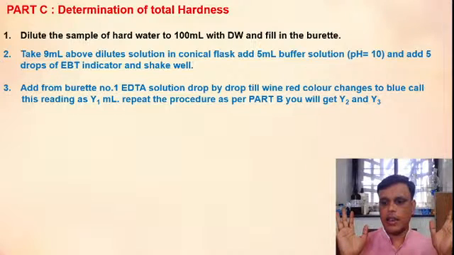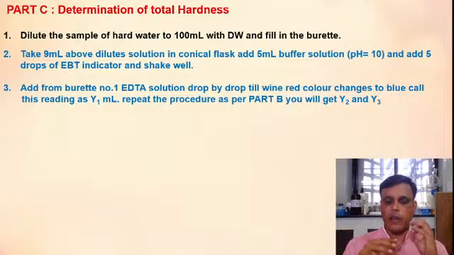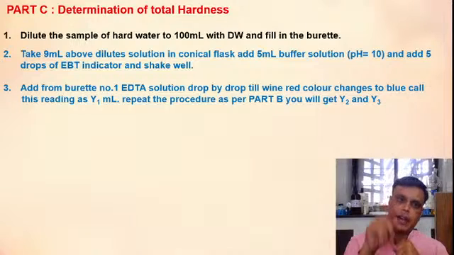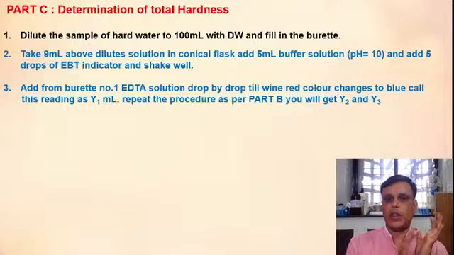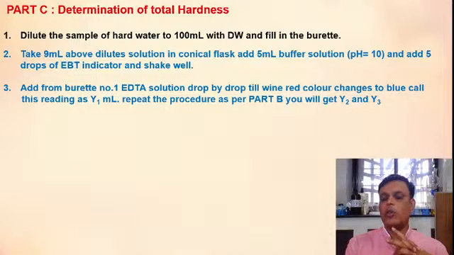Okay. So after getting wine red color, what do you have to do? The next step is, you have to titrate this wine red solution with the EDTA drop by drop till you get a blue color, and after getting blue color, you have to record the reading as y1 ml. So your end point is wine red to blue, and you will get your first reading, that is y1 ml, and you have to repeat the same procedure as per part B that we saw 5 minutes before.